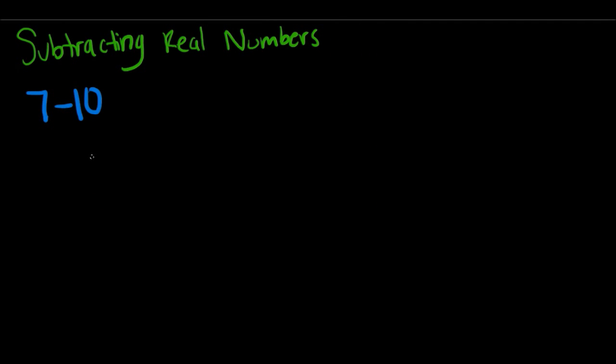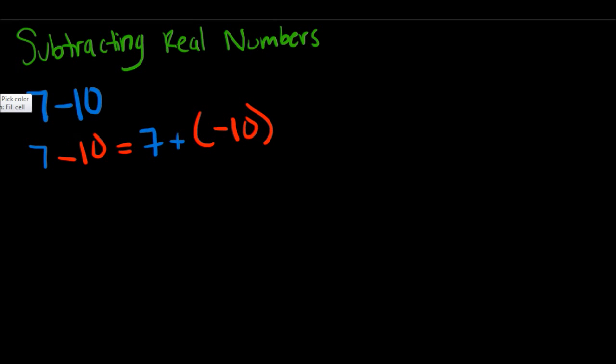Now we're going to look at subtracting real numbers. Our example is 7 minus 10. You can change this to an addition problem because 7 minus 10 is equal to 7 plus -10. Now we can use the rules for adding numbers with different signs. So let's start by taking the absolute value and subtracting them. So the absolute value of 7 minus the absolute value of -10. The reason it's subtracting is because the two numbers have different signs.